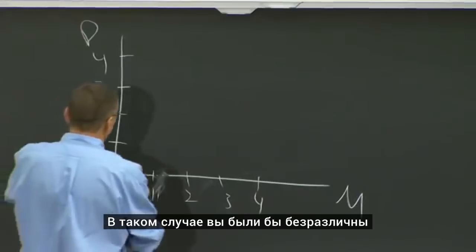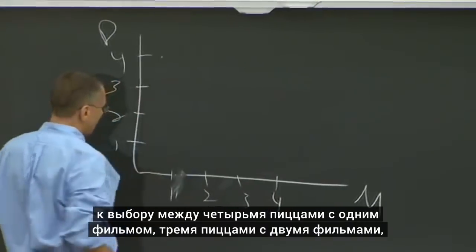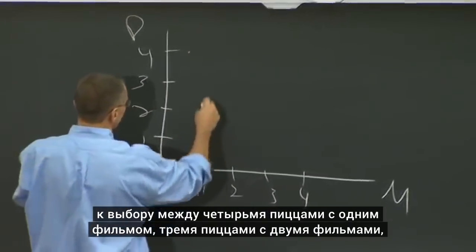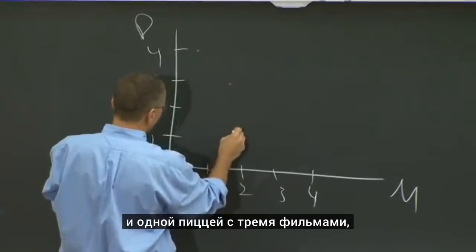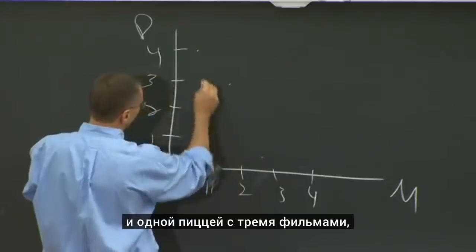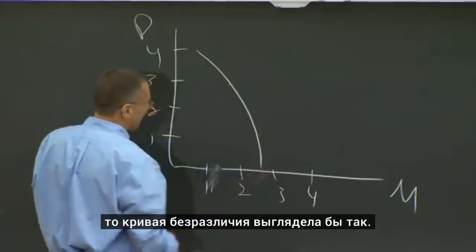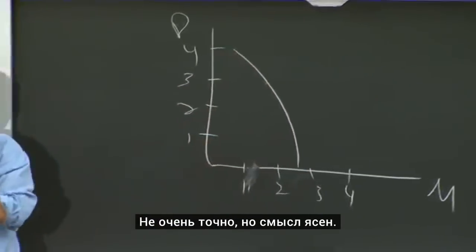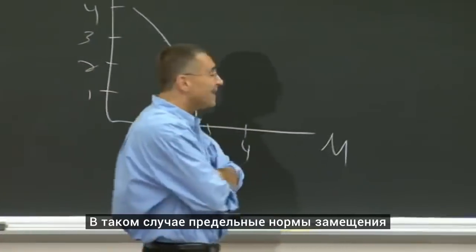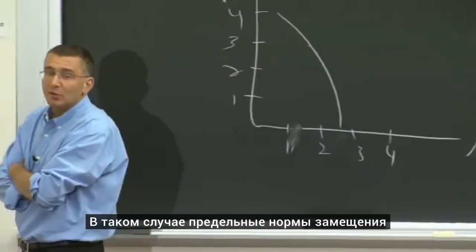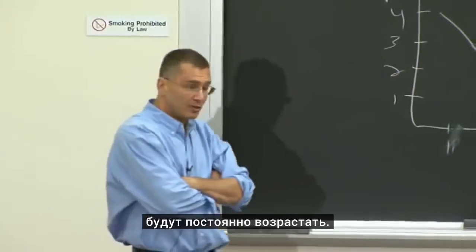So that'd be something where you'd be indifferent between 4 pizzas and one movie, between 3 pizzas and 2 movies, and between 1 pizza and 3 movies. So your indifference curve would look like that. Not quite to scale, but you get it. It would be concave to the origin instead of convex to the origin. In this case, marginal rates of substitution would be everywhere increasing.